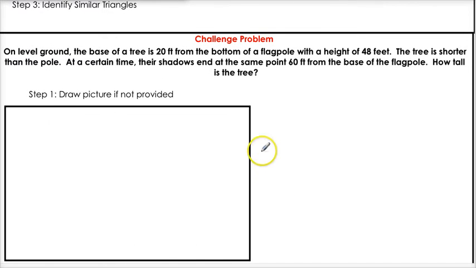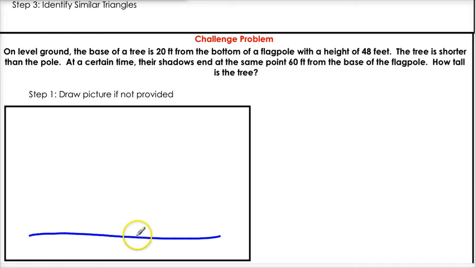All right, for our final problem, this is the challenge problem, okay? Let's give it a shot. On level ground, the base of a tree is 20 feet from the bottom of a flagpole with a height of 48 feet. Ooh, that's a tough one already. So on level ground, which is my level ground's right here. I'm going to try this one more time.